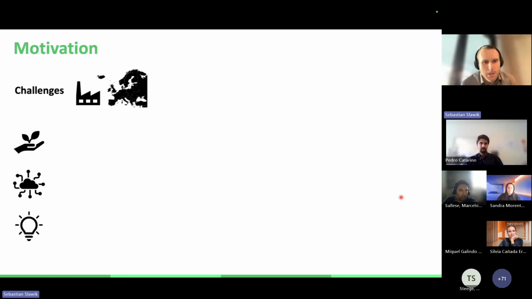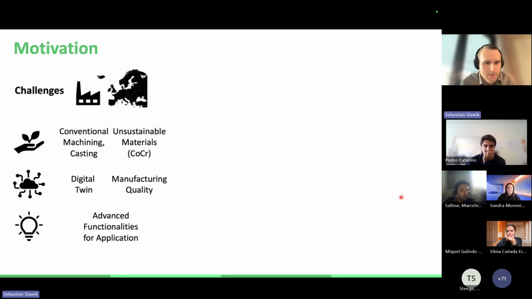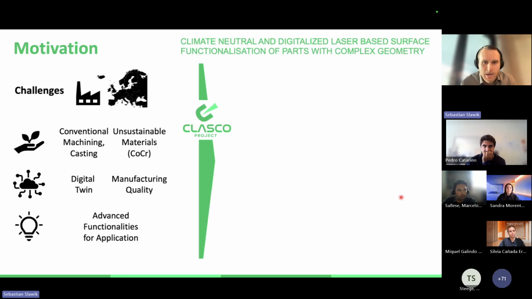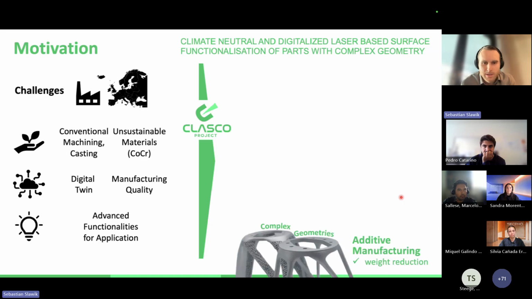You all know the current challenges of the European manufacturing industry in terms of sustainability, digitalization, and innovation. For example, we have a lot of conventional machining and casting with high energy demand. We have, in some situations, unsustainable materials. We have needs in digital twin, manufacturing quality, and advanced functionalities for applications. Glasgow is trying to solve that issue.